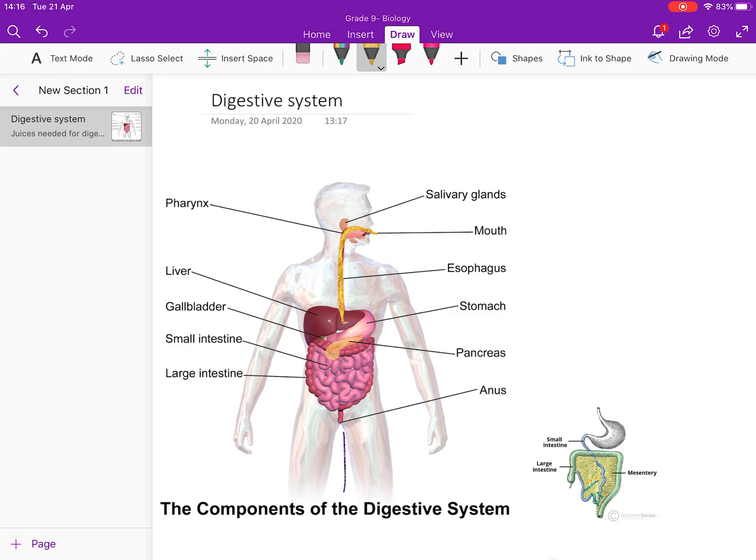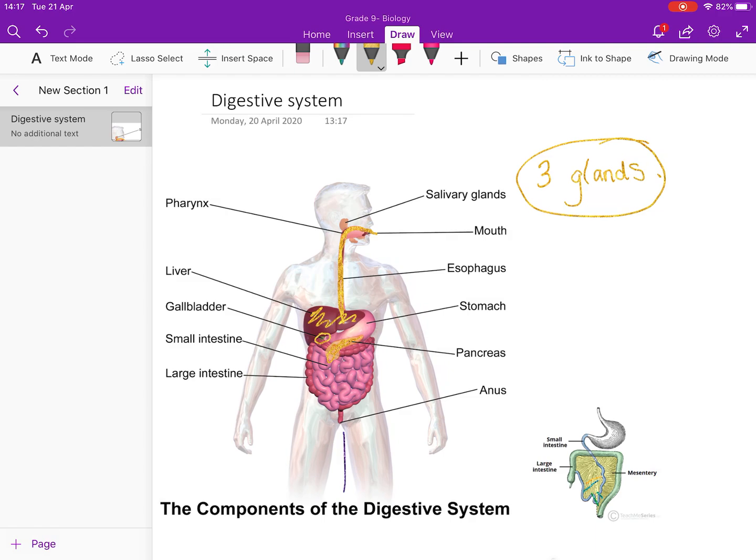Alright, our second component of the digestive system are the glands. So there are 3 glands that you need to know. And those 3 glands are, first the liver, which is this one over here, then our gallbladder, and our pancreas. So the pancreas is right over there. Those are the 3 glands we need to know that form part of the digestive system.